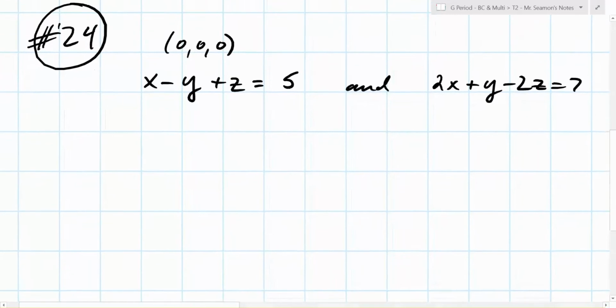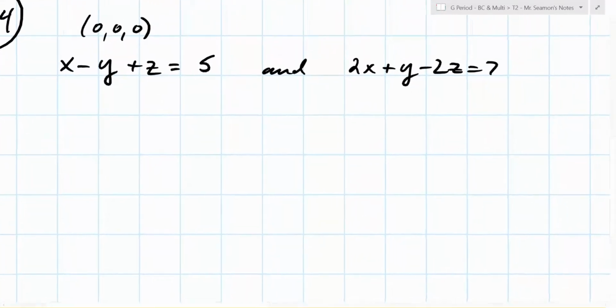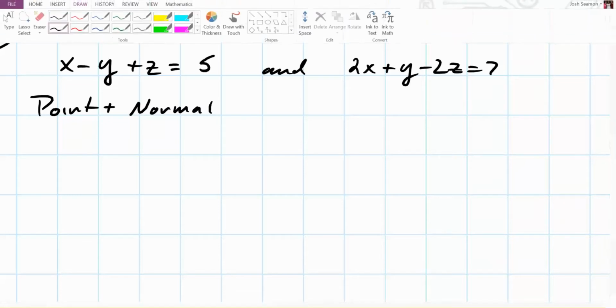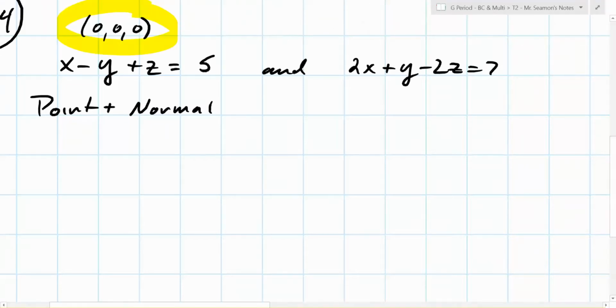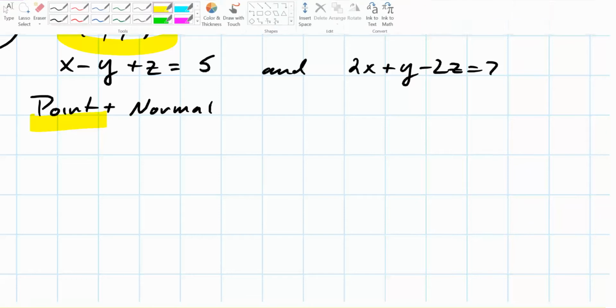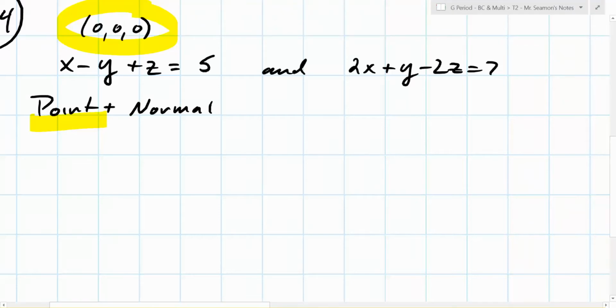So to write the equation of a plane, you need two things. What do you need? You need a point and a normal, right? What do they give you right at the beginning here? They give you the point directly. Like, we have the point. Do they give you the normal vector, just directly?